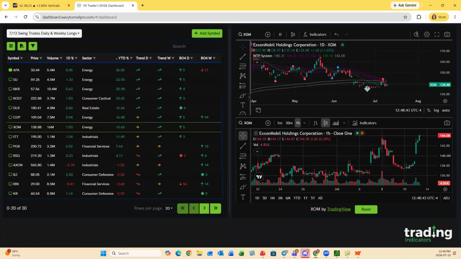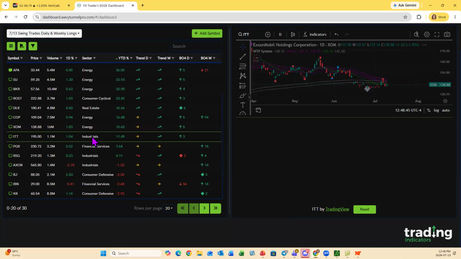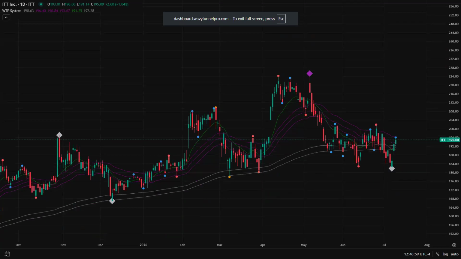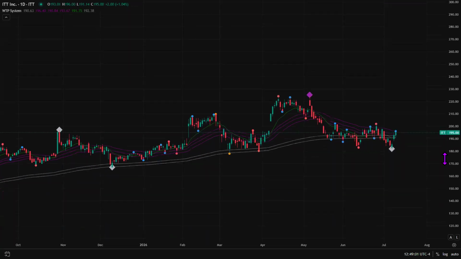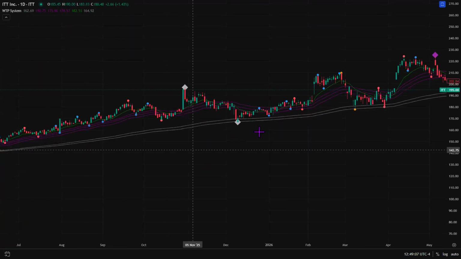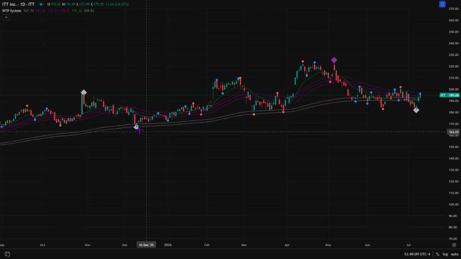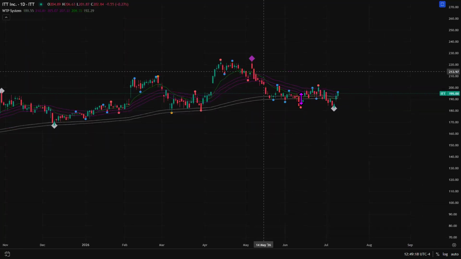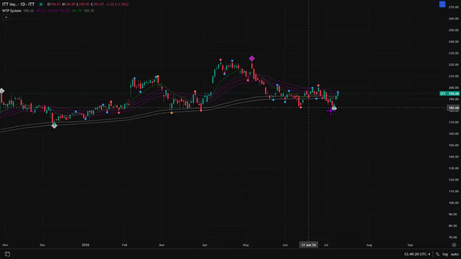Okay, let's look at a non-energy sector, industrials, ITT. So we're currently trading at 193, 195. This is a nice looking chart, I think. Let's just see. Yeah, beautiful. I mean, a little bit choppy, but we have a very, very solid uptrend. And notice every time we come back to the tunnel, it just comes back up again. We come back to the tunnel. We come back to the tunnel. Very interesting. And now we are below the tunnel.